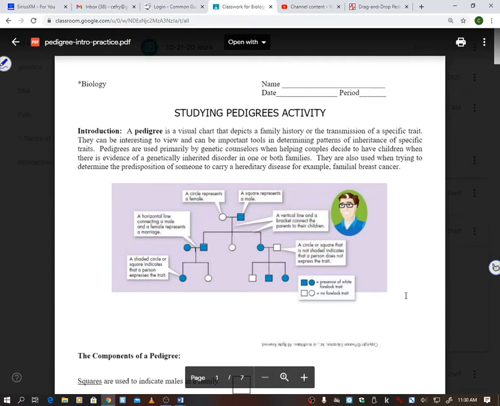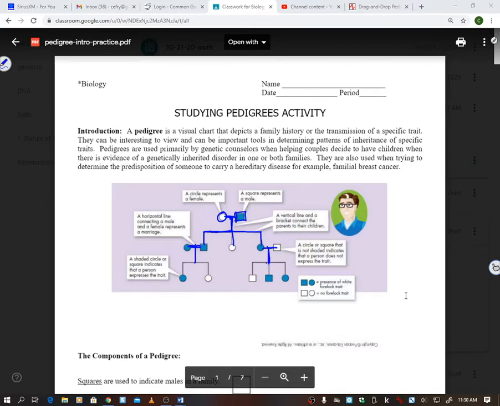So if we look at this chart right here, it's telling you that a circle represents a female. So anytime we see a circle in this chart, that is a female. The square is a male. Anytime you see a horizontal line, like here or here, those are marriages. So in this case, there are 3 marriages. Anytime you see the line that comes down like this, it represents children. So this first couple had 3 children. This second couple here had 2 children, and this third couple had 3 children.